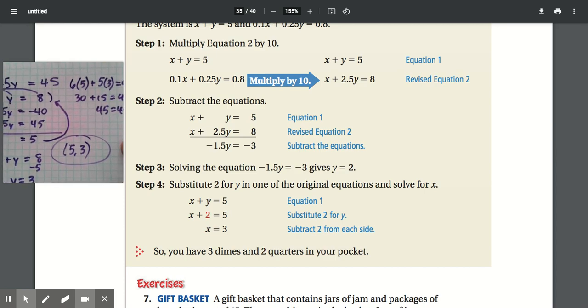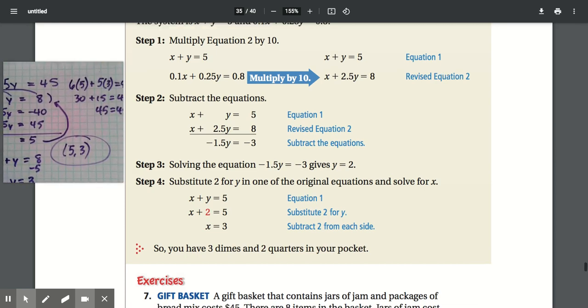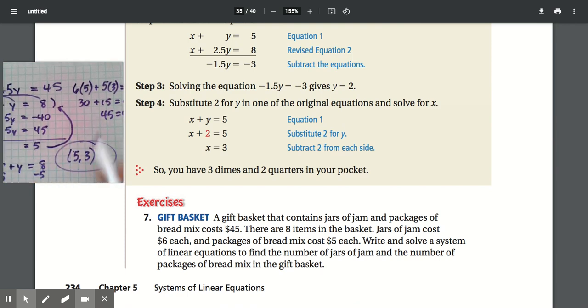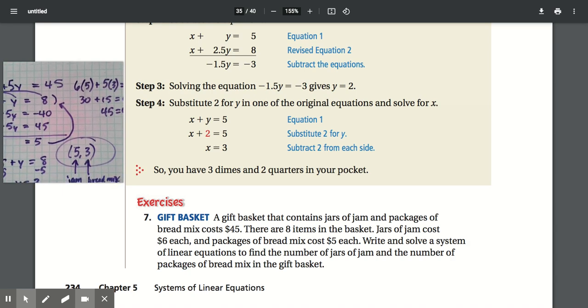If you remember, our x term was talking about the number of jars of jam, and our y term was talking about the number of boxes of bread mix, okay? So at this point, when you have 5 jars of jam and 3 boxes of bread mix, you have a total cost of 45 and a total number of 8 items, and you've satisfied both equations.